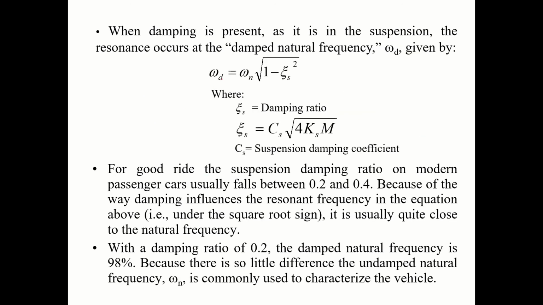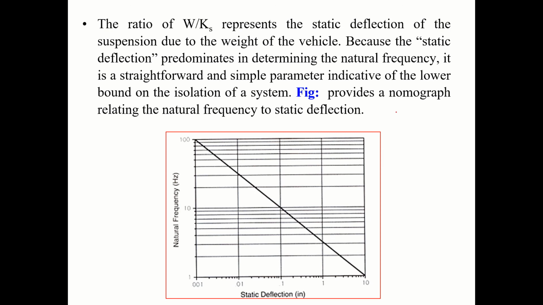In vibration, we have studied the damped natural frequency is equal to omega n root 1 minus zeta square, where omega n is the natural frequency, and the damping ratio zeta is equal to actual damping by critical damping, that is nothing but c by 2 root km. So you can also see that on a stationary vehicle, if we can obtain a static deflection of 10 inch, then the corresponding natural frequency will be 1 hertz. That's the thing.